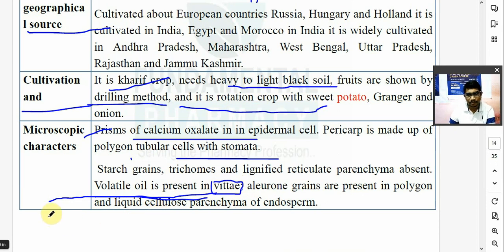If you take fennel, if you take cardamom, if you take caraway, या any other, उन सबके फ्रूट में ये vittae होता है, और vittae में ही volatile oil. Vittae means it is oil containing globules. Okay? Also consists of aleurone grains, the polygonal thick cellulose parenchyma and endosperm. बाकी इंपॉर्टेंट बस इतना याद रखना, कैल्शियम ऑक्सलेट क्रिस्टल रहता है, ऑयल रहता है. ट्राइकोम्स इसमें नहीं है क्योंकि it is a fruit.